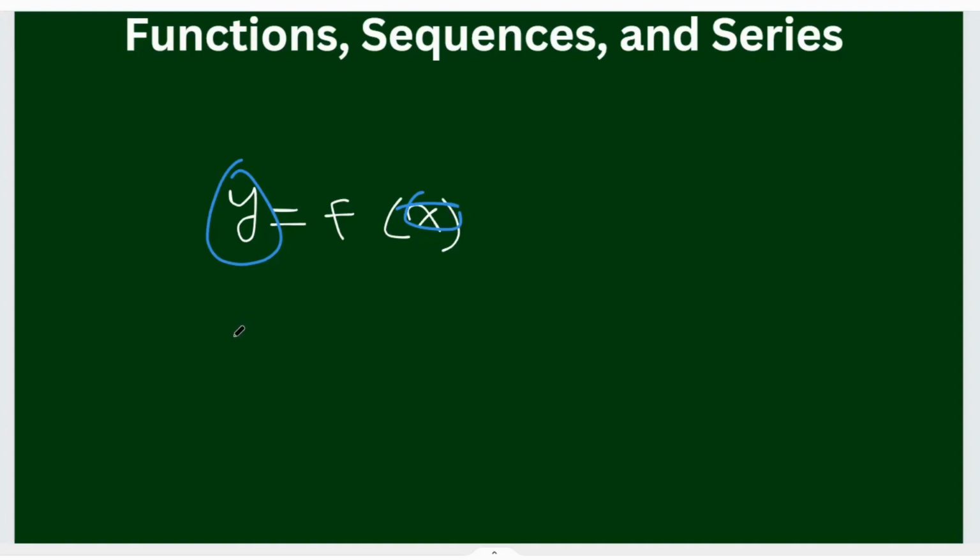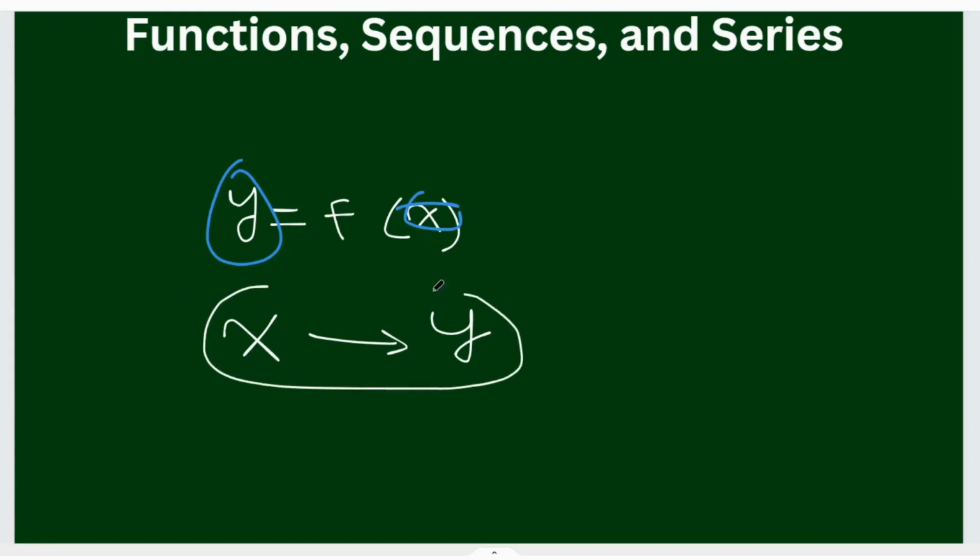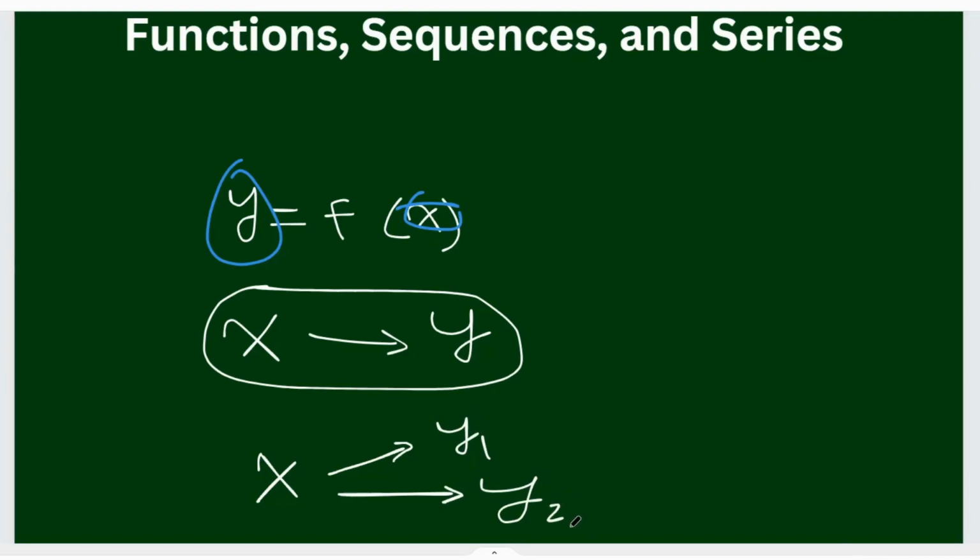Now, in a function, for a certain input x, you should only get one output of y. So this is okay, right? For one value of x, you get one value of y. However, if one value of x gives, for example, two values of y, then this is not a function. If you input x and get y1 and y2 at the same time, that is not a function. However, this is good. This is a function, right?